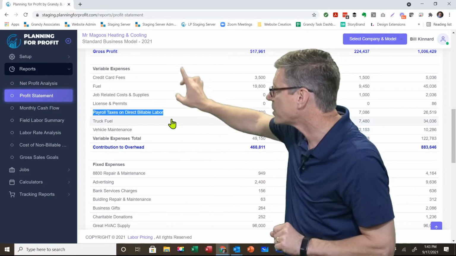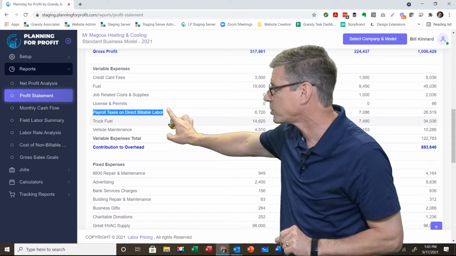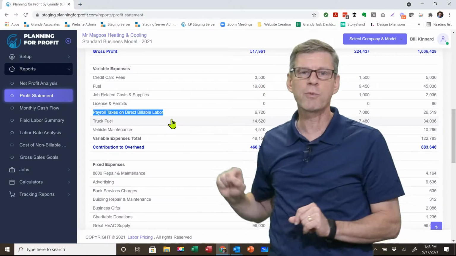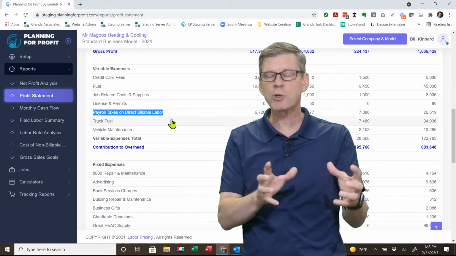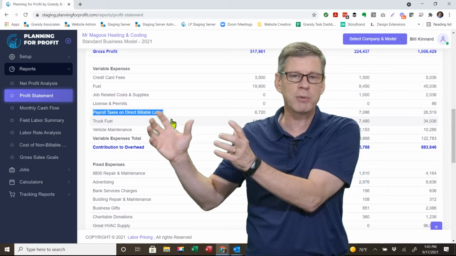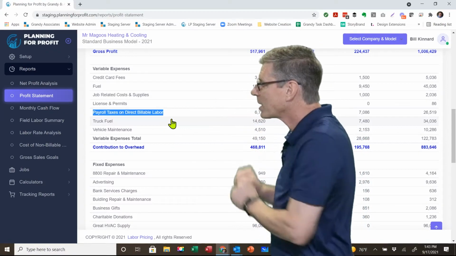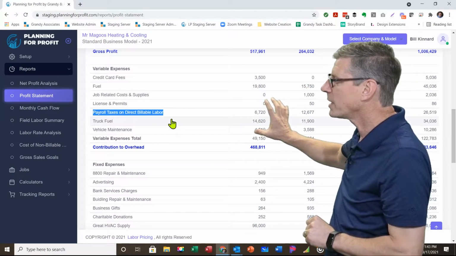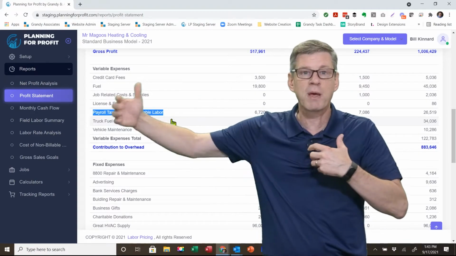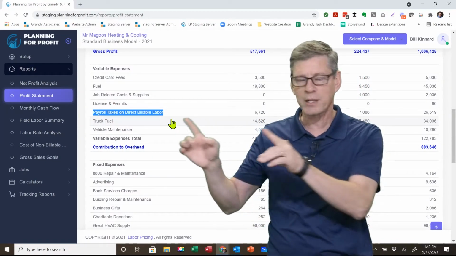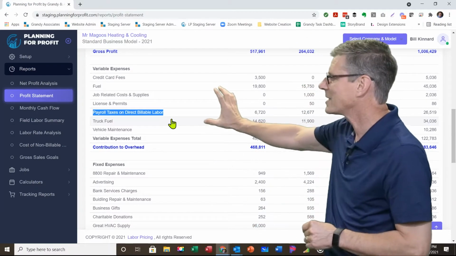The first one is this one, is payroll taxes. It's your company matching taxes on direct billable labor. In other words, the field guys, the portion of their time that's billable, that you're able to charge to a customer and get paid for, that expense shows up here under variable labor. Because again, the more time they spend in the field, the more of that ends up being tied directly to their productivity. So it's going to show up in this area.